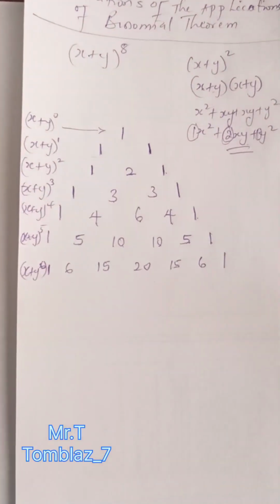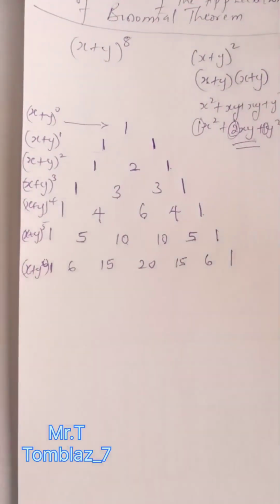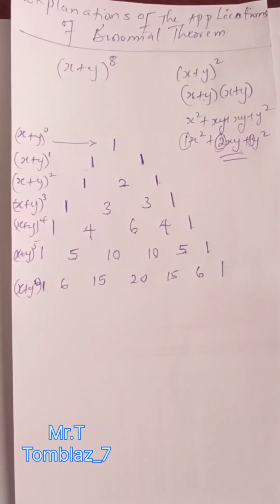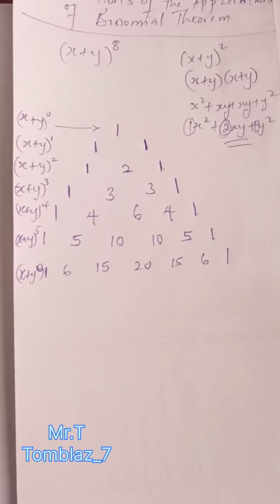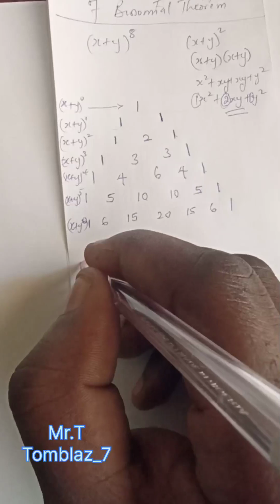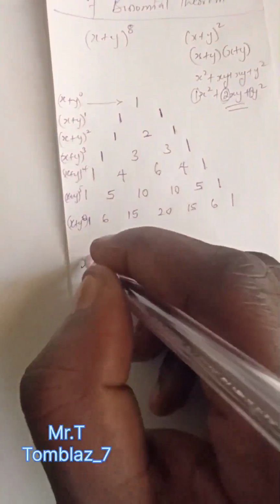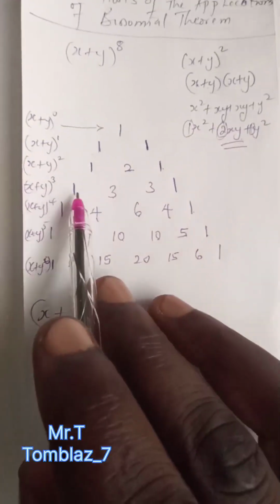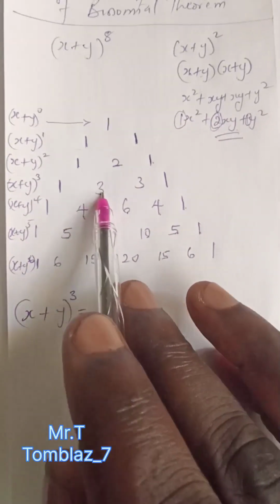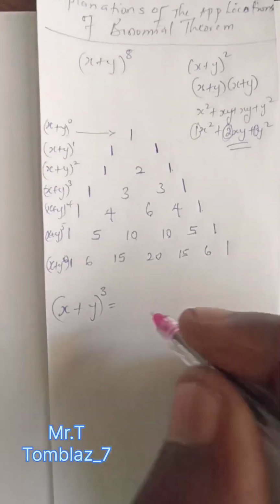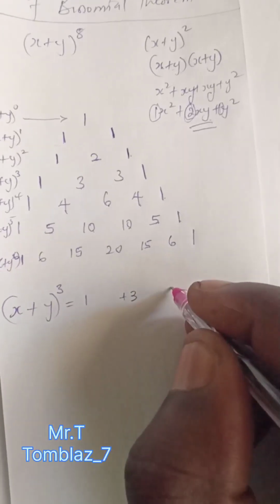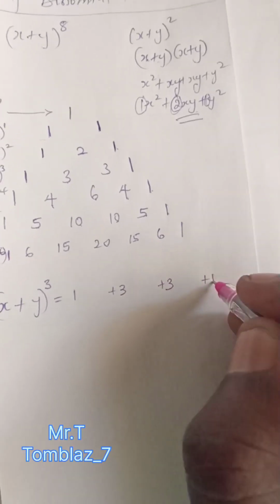And then you can use it to solve any problem. So I'll meet you in the next video where I will apply this to solve a problem. But for now, let's just take one example. Let's say we have x plus y raised to power 3. So in this expansion, we know that our coefficients will be 1, 3, 3, and 1, right? So I'll have 1 plus 3 plus 3 plus 1.